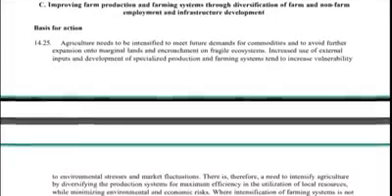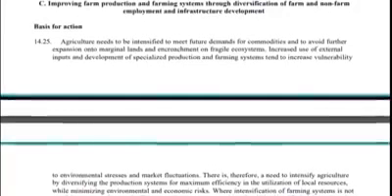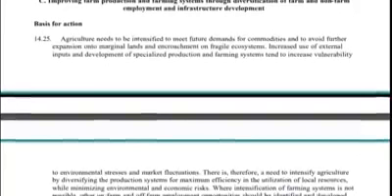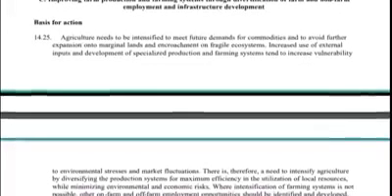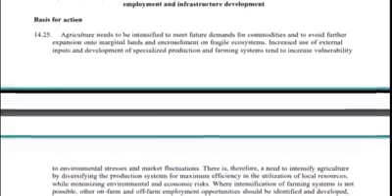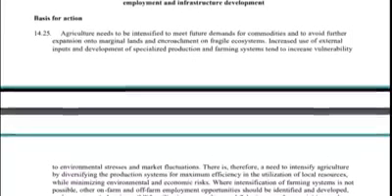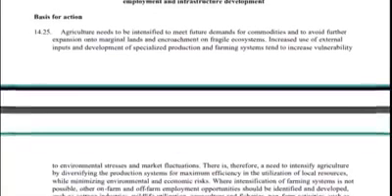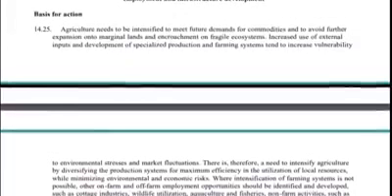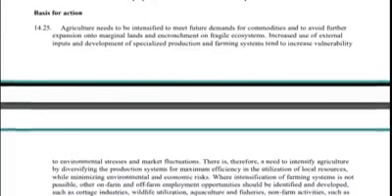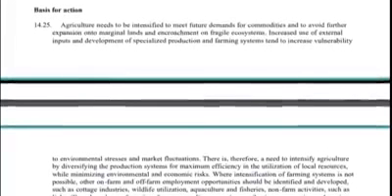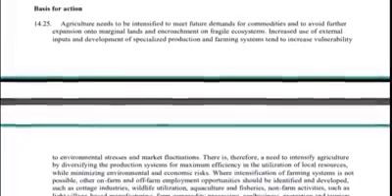At 14.25 of the Sustainable Development Document, it says, agriculture needs to be intensified to meet future demands for commodities and to avoid further expansion onto marginal lands and encroachment on fragile ecosystems. Increased use of external inputs and development of specialized production and farming systems tend to increase vulnerability to environmental stresses and market fluctuations. There is therefore a need to intensify agriculture by diversifying the production systems for maximum efficiency in the utilization of local resources, while minimizing environmental and economic risk.